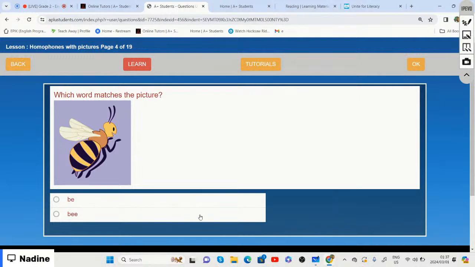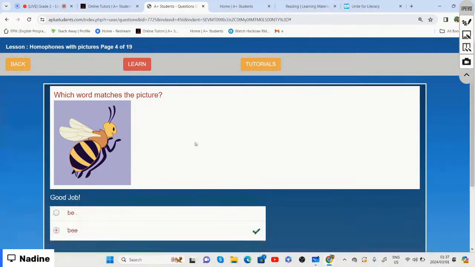All right, and if we choose the correct word, then we will choose the second option. Well done. B-double-E means bee, this black and yellow bee that stings and gives us honey. So that is correct.